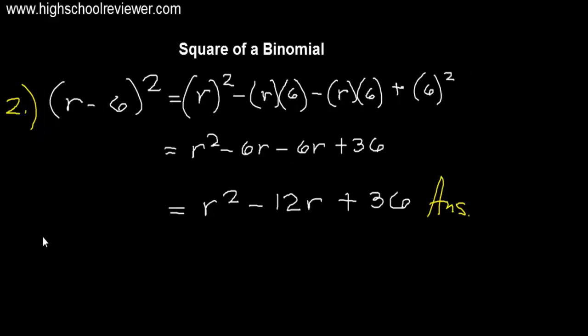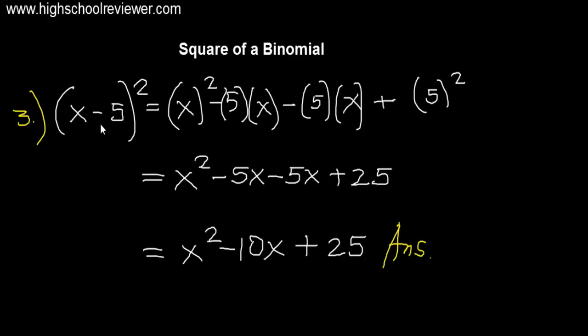Number 2. Our problem, we have the quantity r minus 6 raised to the power of 2. Our first term is r, second term is 6. Get the square of the first term, copy the minus sign, multiply the first and the second term, and then copy this again. Get the sum of the square of the second term. Our final answer is r squared minus 12r plus 36.